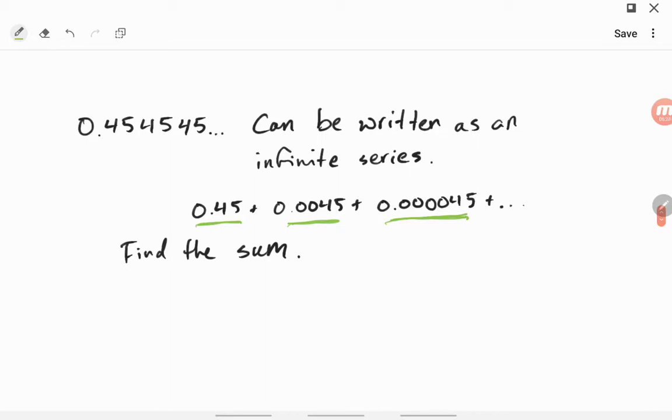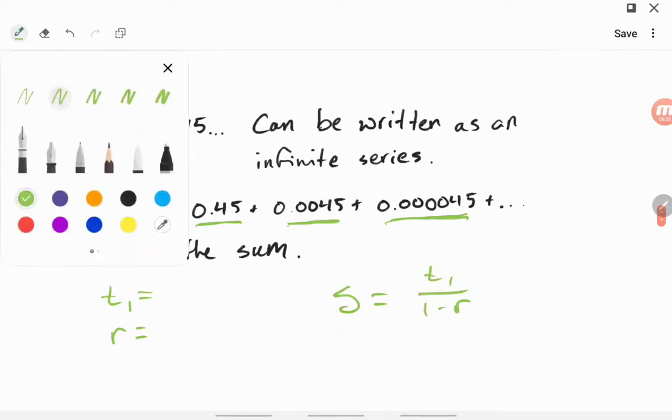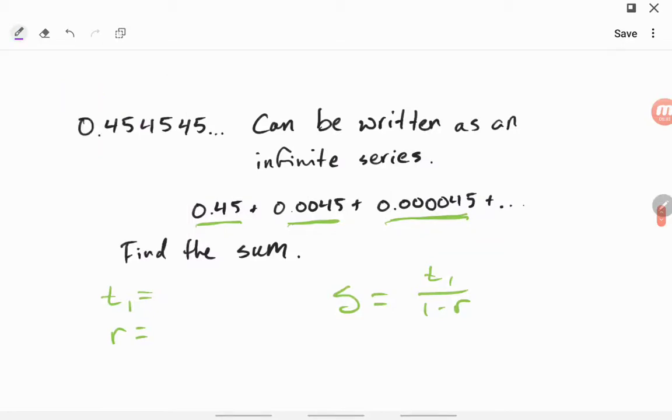Well, if we want to find this sum, all I need to know is what T1 equals. I need to know what R equals, and then I can plug it into my summation formula. All right, so what is T1? Well, it's right here for me. There's T1, 0.45. My rate, what am I multiplying 0.45 by to get 0.0045? Well, that looks like it's 1/100th of the previous term, so that's times 0.01.